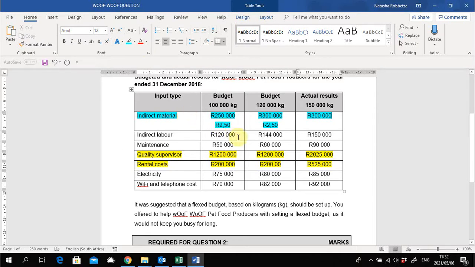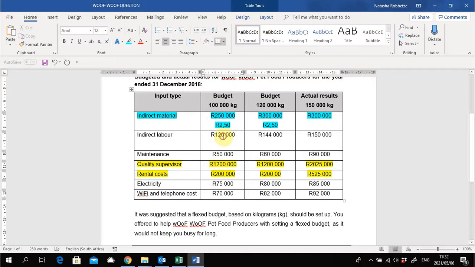For indirect labor, I'm going to do the same. Divide the rand value by the cost driver, and that gives me 1 rand 20. Again, if I take the 144,000 divided by 120,000 kilograms, I again get 1 rand 20. So I can confirm that this is also a variable cost. So I'm just going to highlight it accordingly.